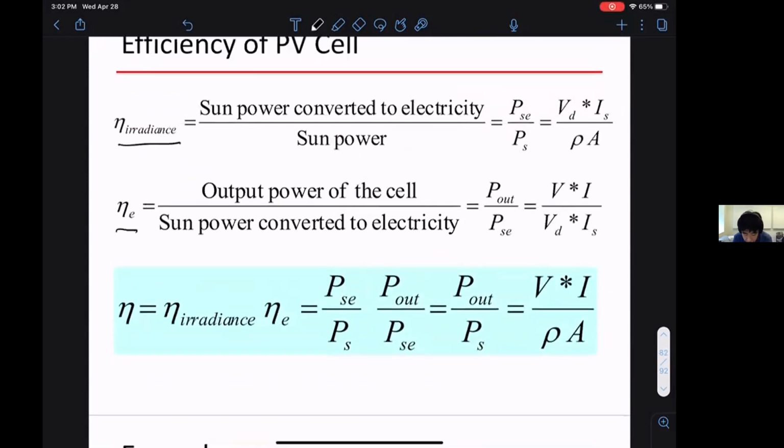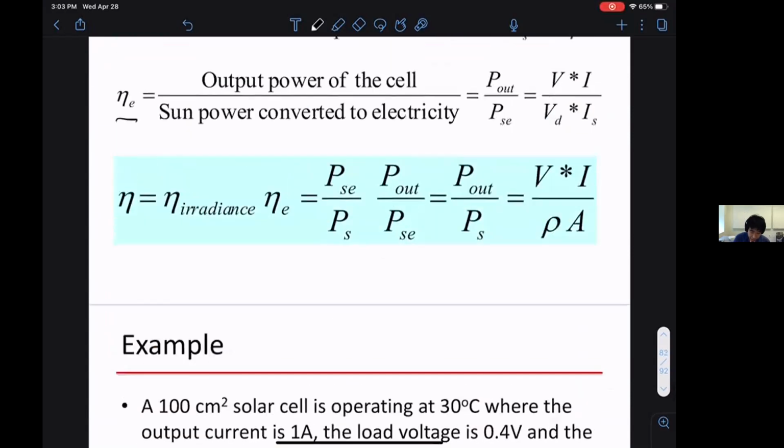Then the electrical efficiency is how much power gets to the output of the cell, how much power is lost in the internal structure. So these are the two efficiency factors we want to talk about. It turns out the overall efficiency of a solar cell is not terribly high. It's around 20-some percent, mainly because the irradiance efficiency is quite low, and the majority of the light we don't convert to electricity.